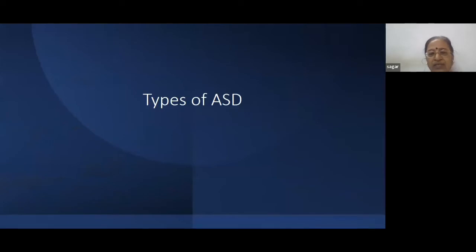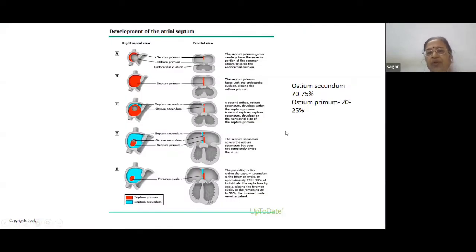Now let's look at the types of ASD. When we look at the embryology of the ASD, you will remember the ostium primum and the ostium secundum. So the septum primum begins from the roof of the atrium and comes and completes and joins the endocardial cushion. And for some reason, there develops a break in the septum primum towards the roof, and then there's a septum secundum, the blue line which comes and covers. But the blue line is again not complete. It leaves a gap.